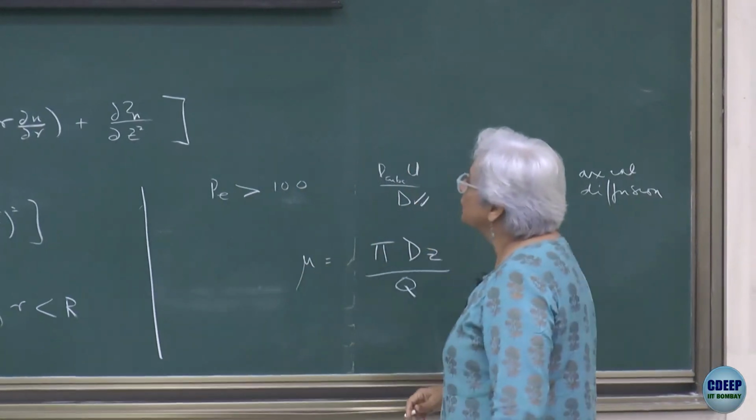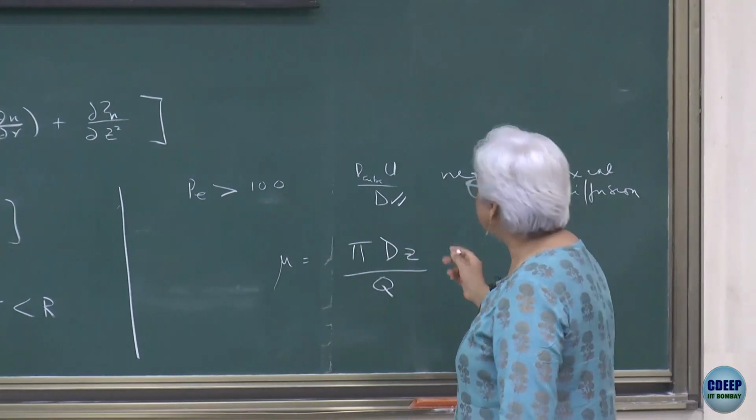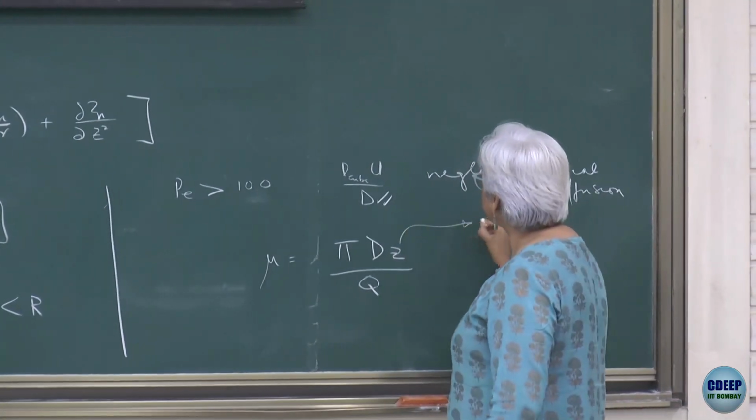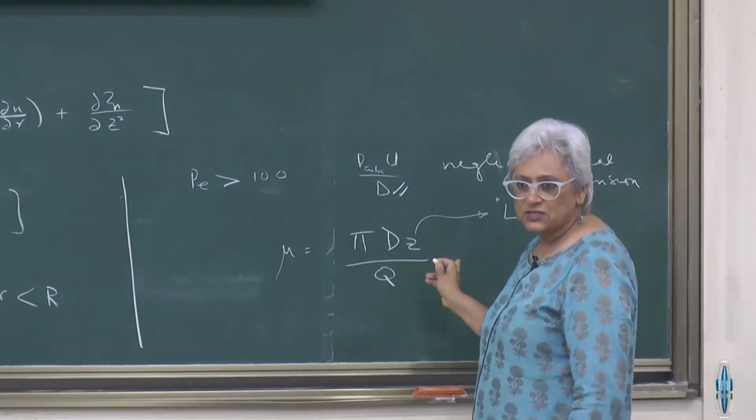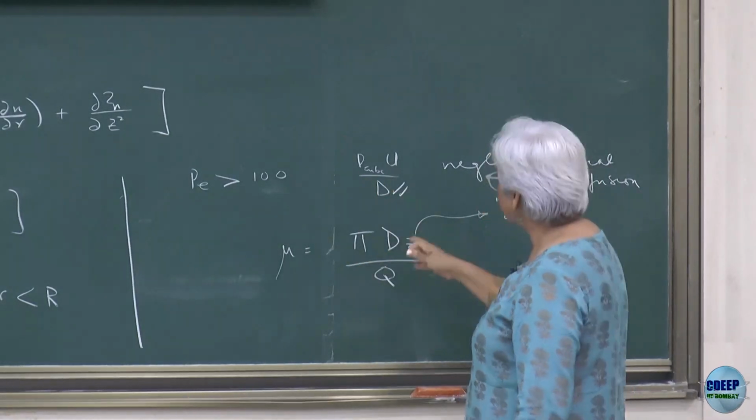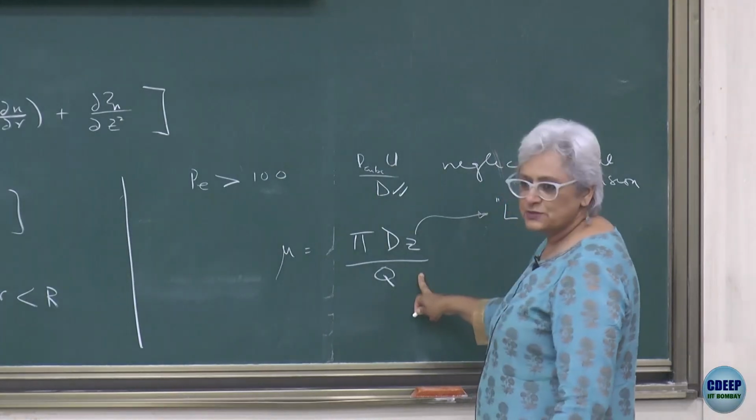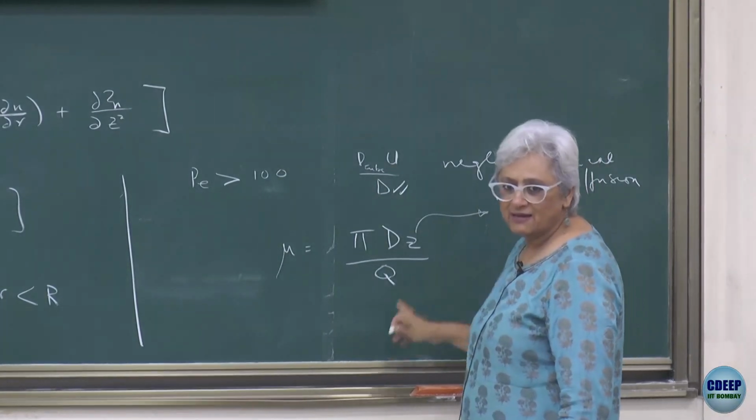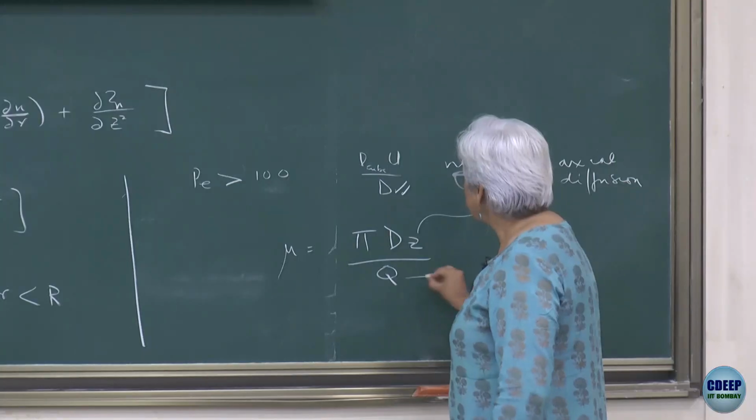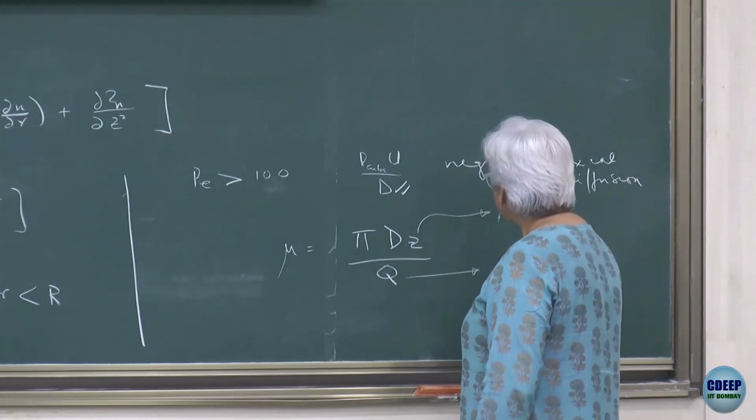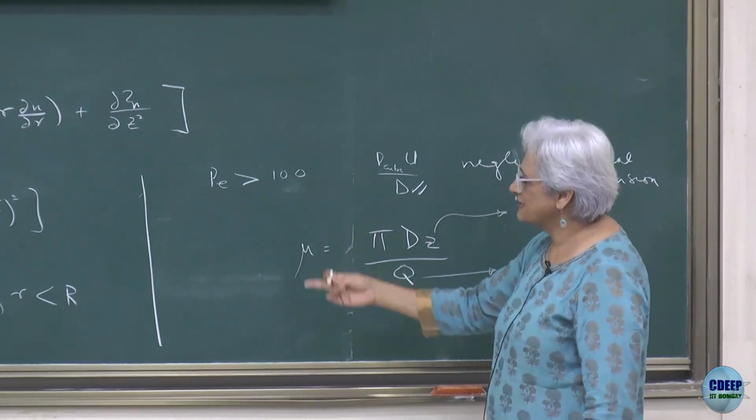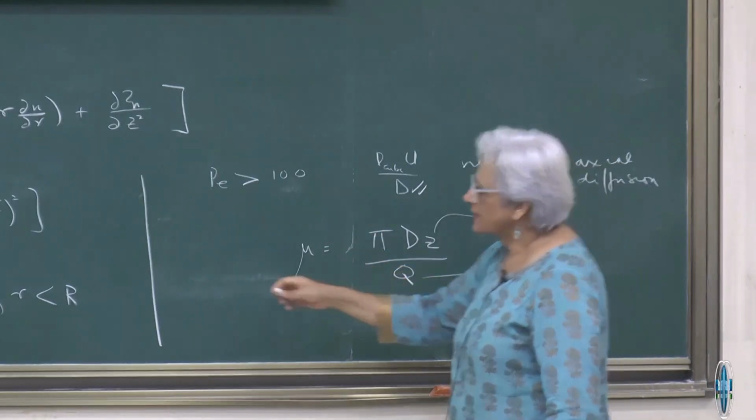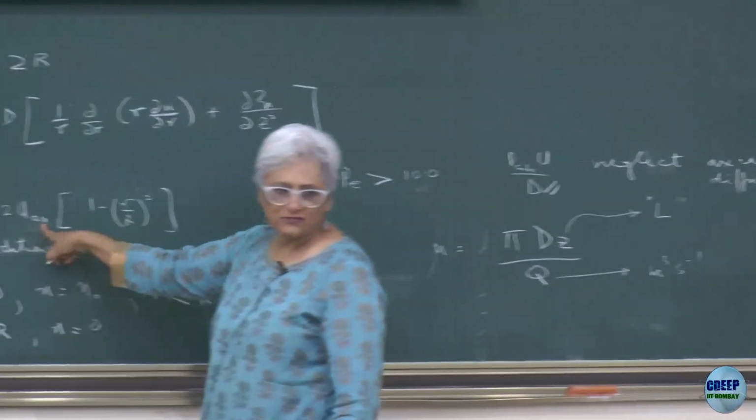in terms of pi d z, which at the end of the pipe is nothing but the entire L. So when you finally do the integration, this will become pi d L by Q. This Q is nothing but the flow rate in meter cube per second, and the flow rate is nothing but pi r square into this U average, right.